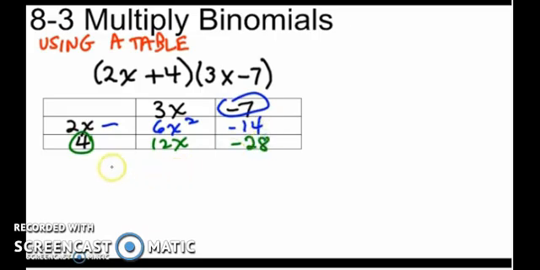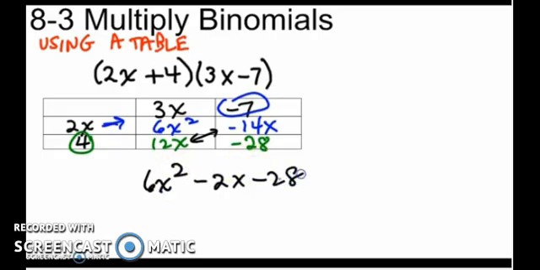And we do need to put the 2x times the negative 7 as a negative 14x. Combine those things that can be combined. Again, we get the 6x squared by itself. We have the 12x and the negative 14x that can be combined. And we again get the same answer in descending order.